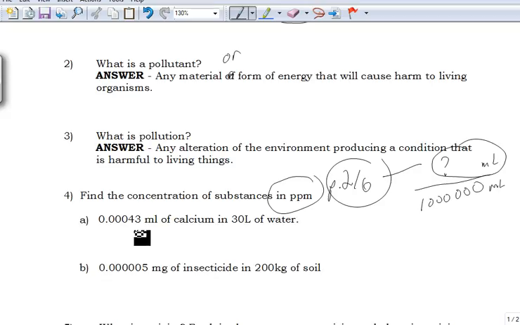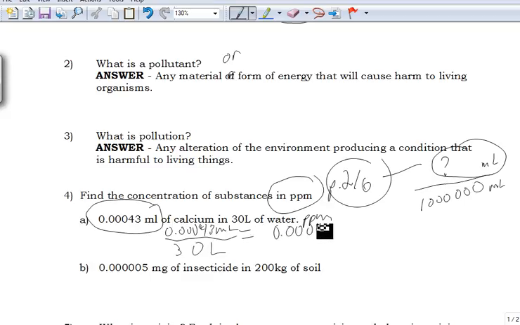So let's look at this one. How much is this tiny amount of calcium in 30 liters of water? What is that in ppm, parts per million? Step 1 is, let's make our units the same, top and bottom. So 0.0043 milliliters over 30 liters. Let's make that 0.000043, and let's make this into milliliters, so the top and bottom are the same.